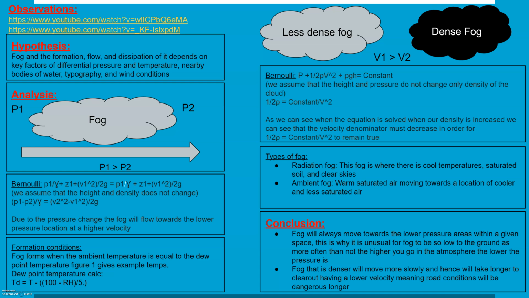And then fog that is denser will move more slowly, have lower velocity, and take longer to clear out, meaning road conditions will be dangerous longer, which is something that we don't often think about. The more intense the fog, the longer it will take for that fog to clear out and for people to get on the roads and be safe.